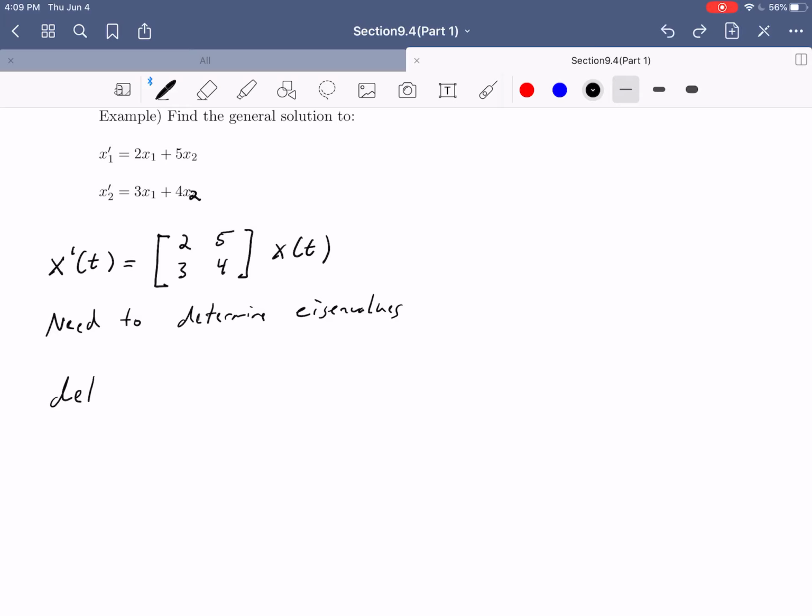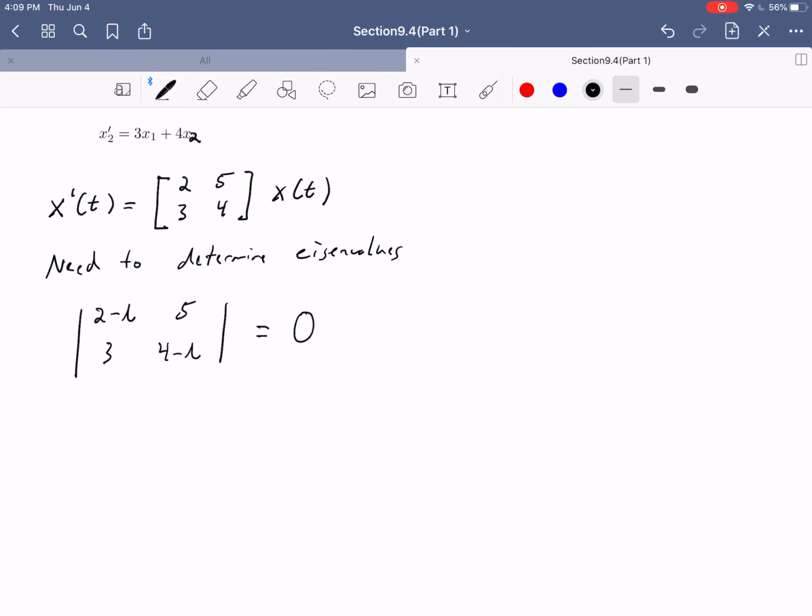So we can just skip the step of writing determinant. We can say 2 minus lambda, 5, 3, 4 minus lambda needs to equal 0. So we take A minus lambda I, which is subtracting lambda off the diagonals, take the determinant, set it equal to 0. Any solutions to that are going to be our eigenvalues. So 2 minus lambda, 4 minus lambda, that's our diagonal. And then the anti-diagonal is going to be minus that 3 times 5 equals 0.